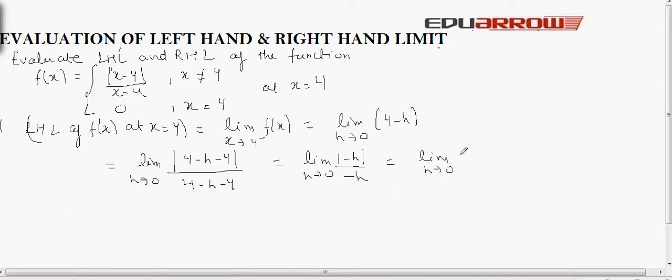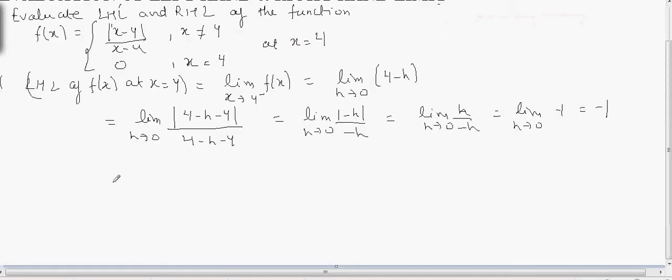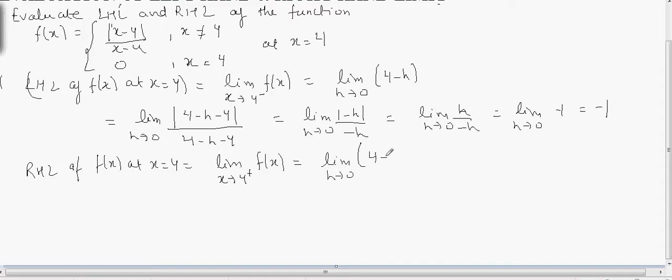which will be equal to limit h tends to 0 h upon minus h, which will be equal to limit h tends to 0 minus 1, which will be equal to minus 1, because we know that the constant function has the same limit. Now we will calculate right hand limit of f(x) at x equal to 4, which will be equal to limit x tends to 4 positive of f(x), which will be equal to limit h tends to 0 f(4 plus h).